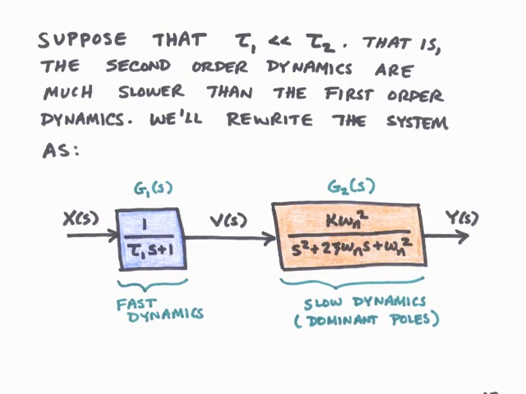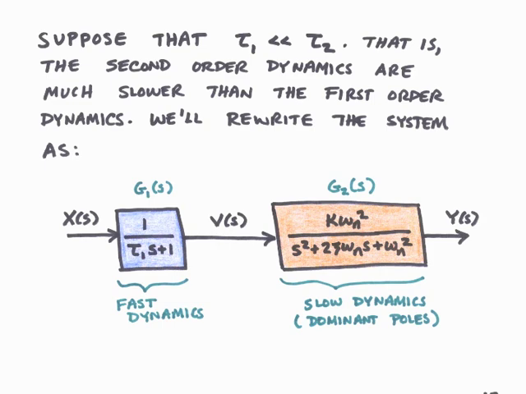As before, we're going to break up our system G(s) into a fast and slow subsystem. Let's suppose, as before, that tau1 is much less than tau2. That means that G1 has fast dynamics and G2 has slow dynamics. That is, the second order system has the dominant poles. The first order system, the one with the pole at -1 over tau1, has the fast poles.